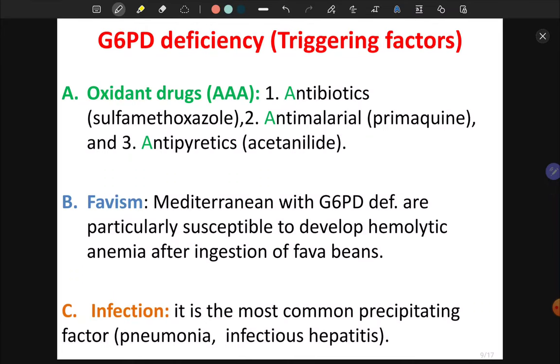Infection is the most common precipitating factor. For example, pneumonia or hepatitis can also act as a triggering factor and cause hemolytic anemia and other symptoms of G6PD deficiency.